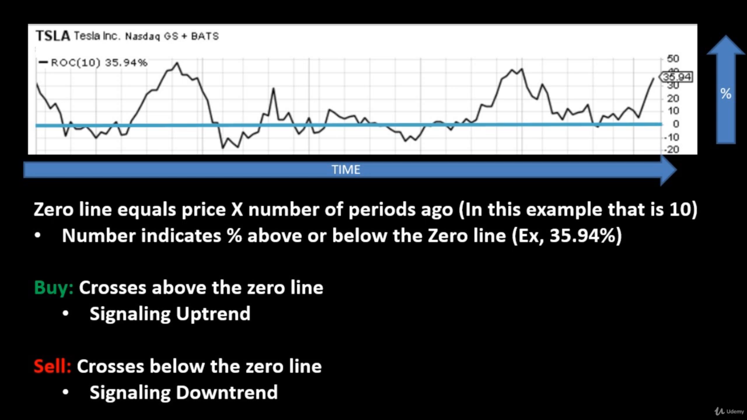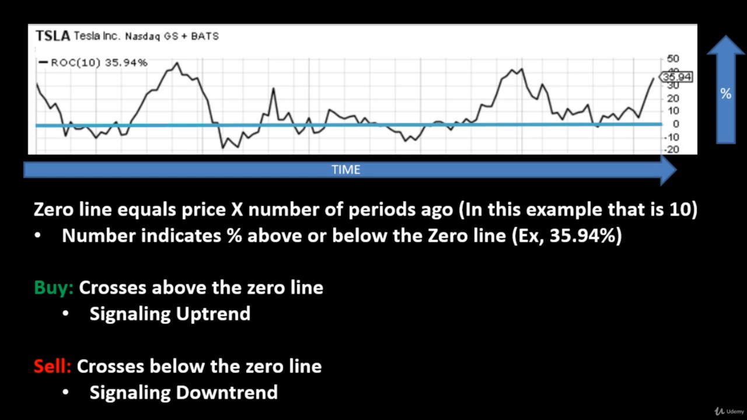The signals that you want to be watching for, and where it makes it visually appealing and easy, is that it's a buy signal if it crosses above the zero line. It's part of signaling an uptrend. If you look at Tesla here, you can see it crosses below and above the zero line a couple times, but mostly it stays above that zero line. So if it crosses above the zero line, it's an uptrend signal, and it's a buy signal.